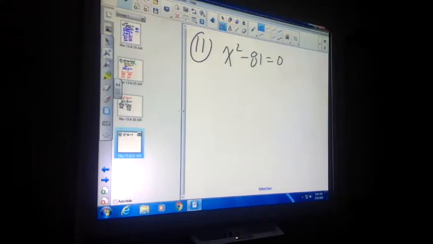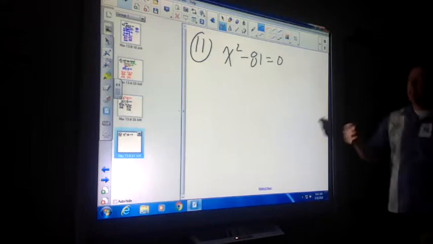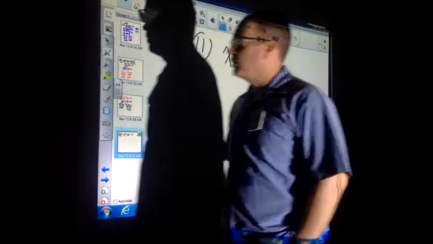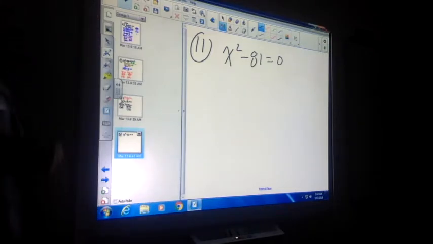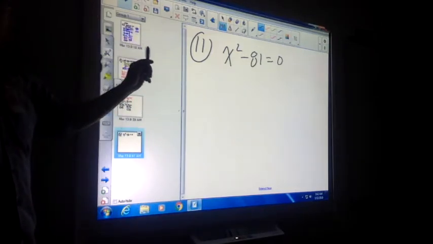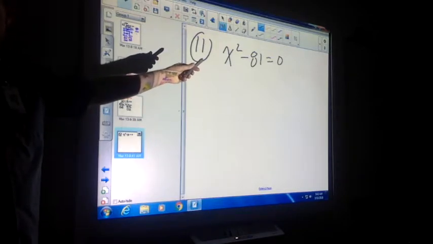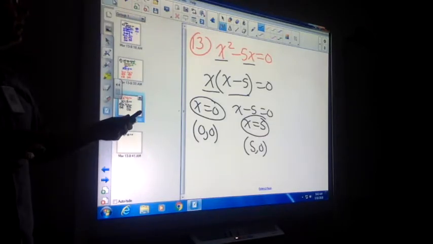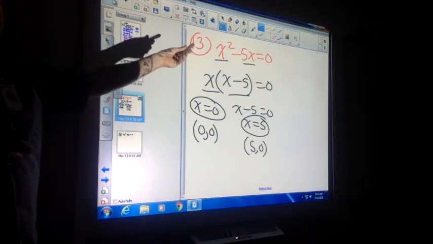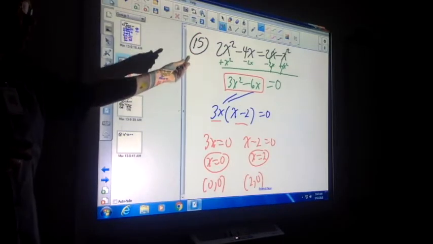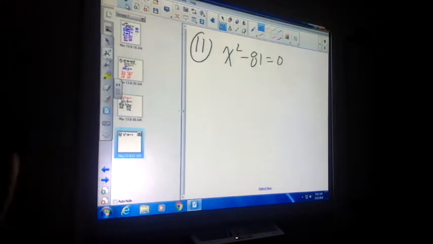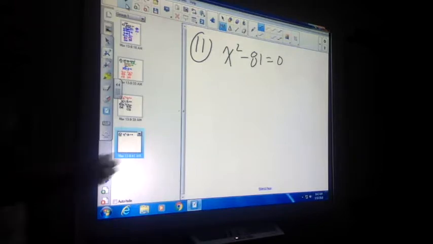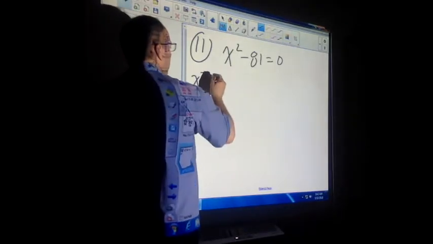Now, quick question. All right, so I have x squared minus 81. Now be very careful. Take a good look at x squared minus 81. If I go back a board, I have x squared minus 5x. If I go back a board, I have 3x squared minus 6x. But the 81 doesn't have an x. Thank you for seeing that. So we don't have it. So this is one of those ones that, if I wanted to, I could plug the 0x in.